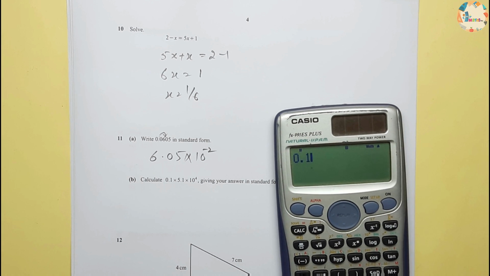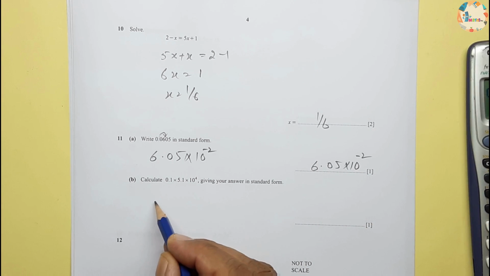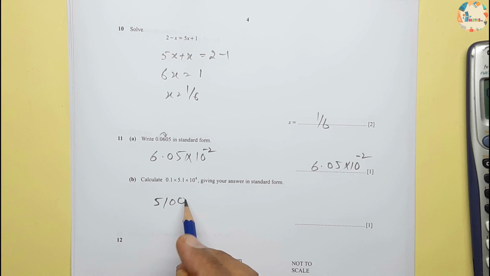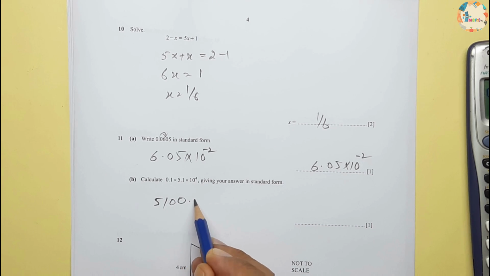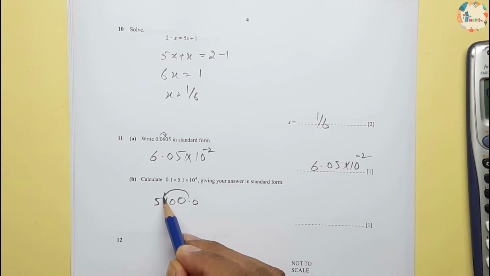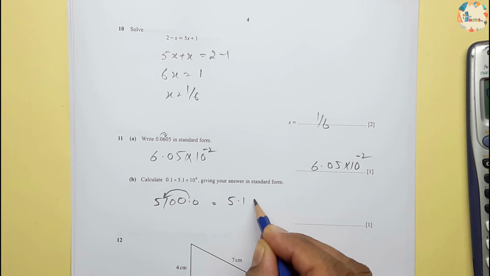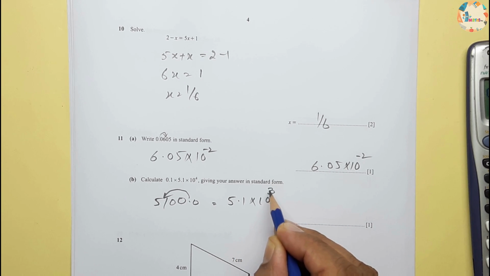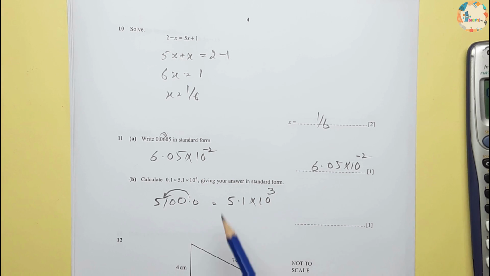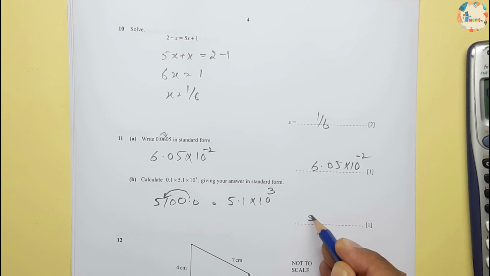So 0.1 into 5.1 into 10 raised to the power 4 will be equal to 5100. Now we can write 5100.0. Now this point we have to shift over here. This will be 3 jumps to the left, so this will be equal to 5.1 into 10 raised to the power 3. This will be positive. This was negative because this is right side shifting and this is left side shifting. So 5.1 into 10 raised to the power 3 will be the answer.